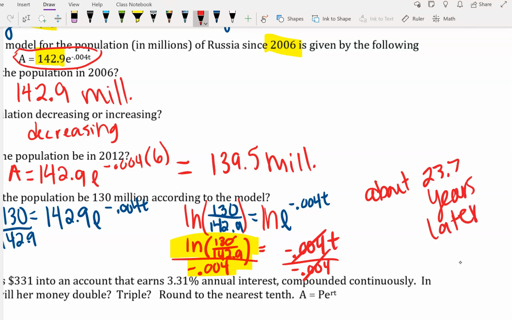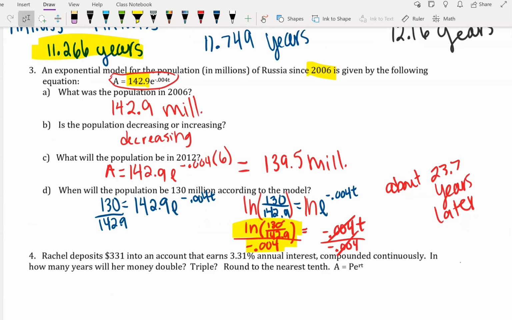Or if we want to put a year, that would be 23.7 years after 2006. So 2006 plus 23-ish years later, sometime in about 2029.